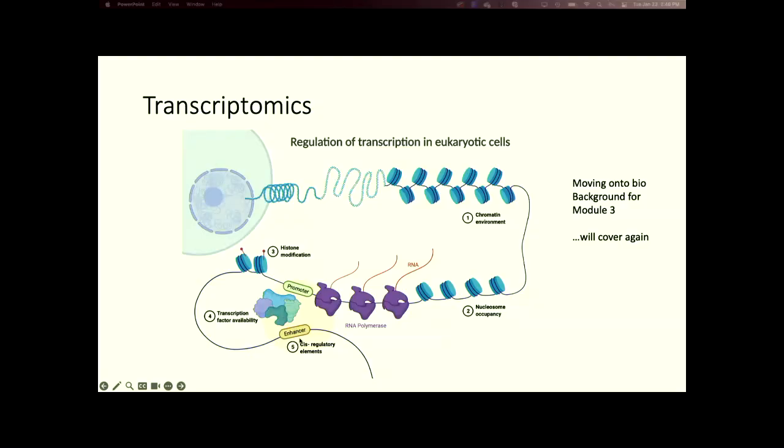And this is a lot of molecular biology. This is a computer science course. This is just all of the background knowledge that you'll need to understand the context for the algorithms that we're working with. And so these transcription factors bind to these cis-regulatory elements and initiate transcription.